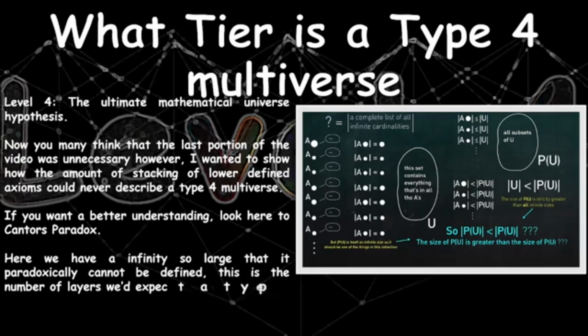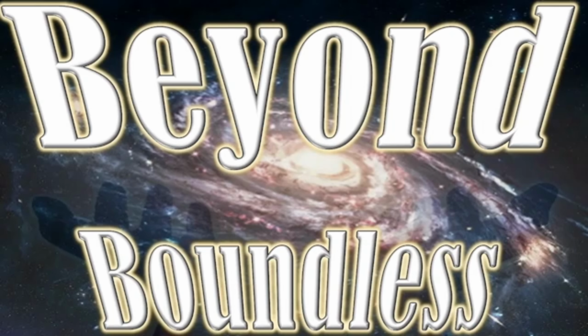This is something that cannot be defined using normal set theory, but more semantically. And this is the number of layers beyond anything outerversal, boundverse, all of that we would expect to be in a type 4 multiverse. In conclusion of this video, a type 4 multiverse is far too large to be on the tiering system.